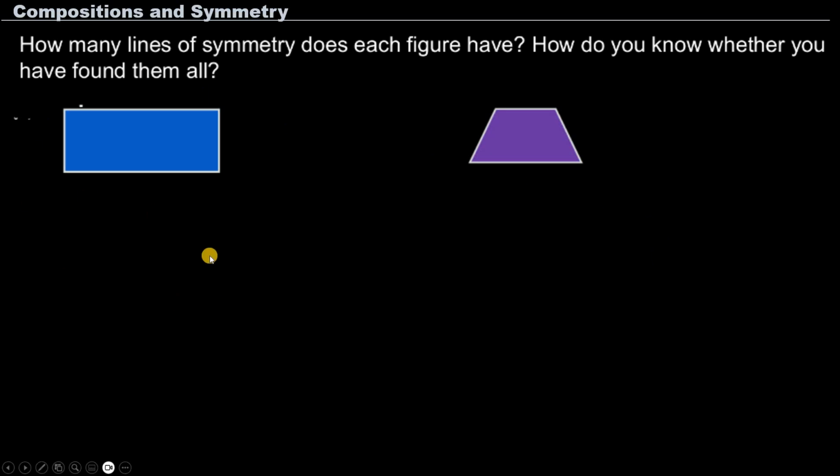For the rectangle, we've already seen it for the definitions. We could slice it vertically up and down, and we could slice it horizontally left and right. And then for the trapezoid, there's only one place that we could cut it, and that is going straight up and down vertically. That would map up everything onto itself.